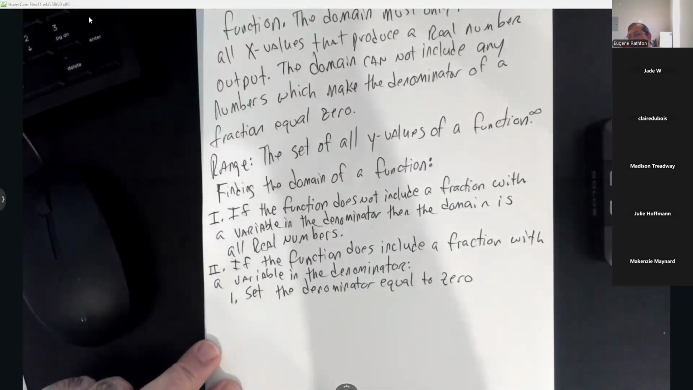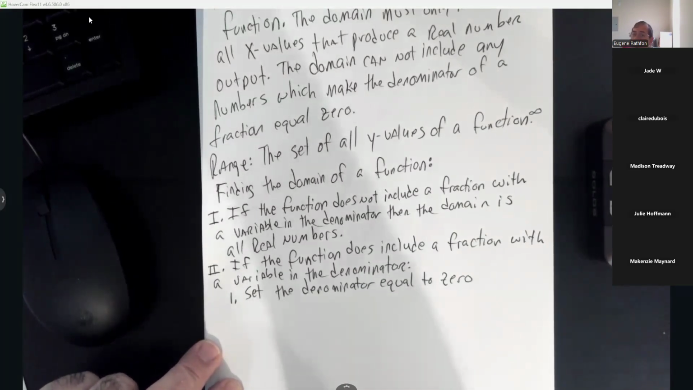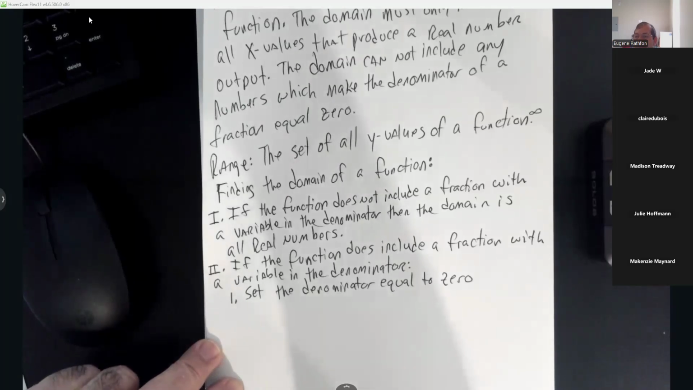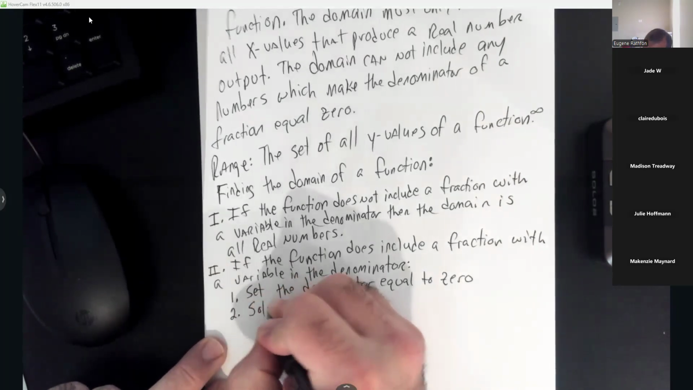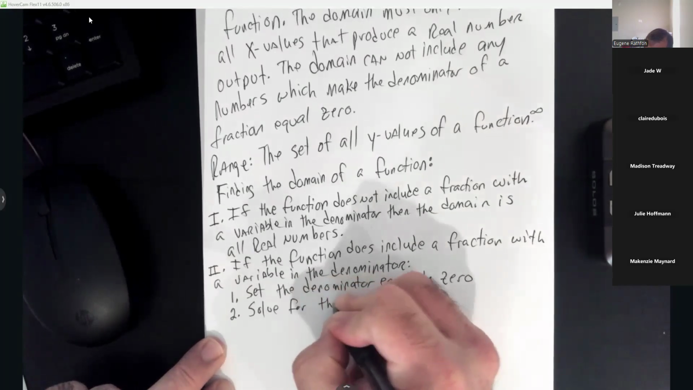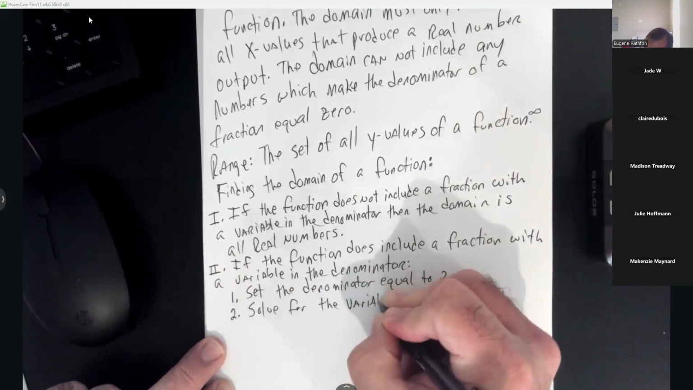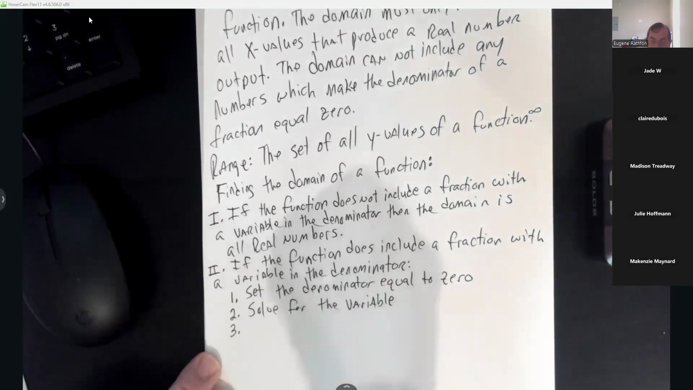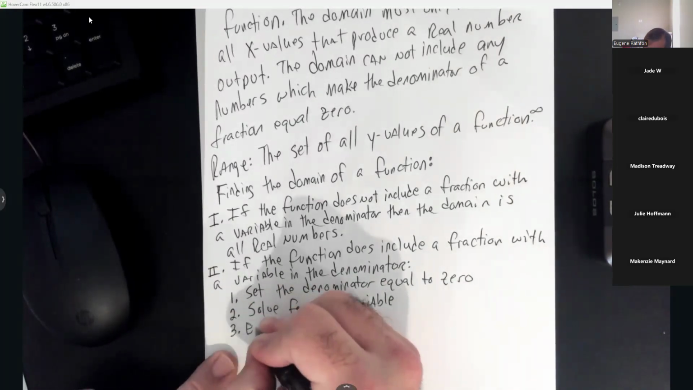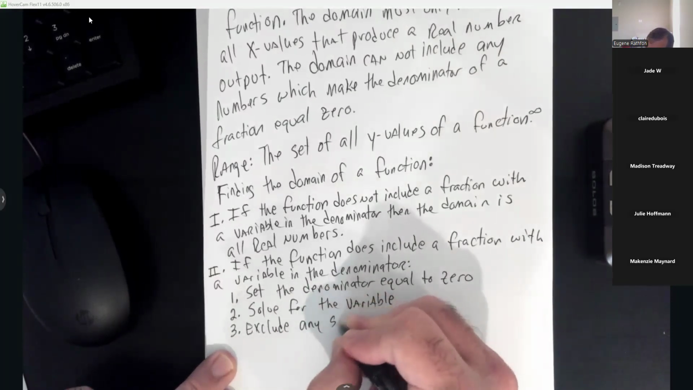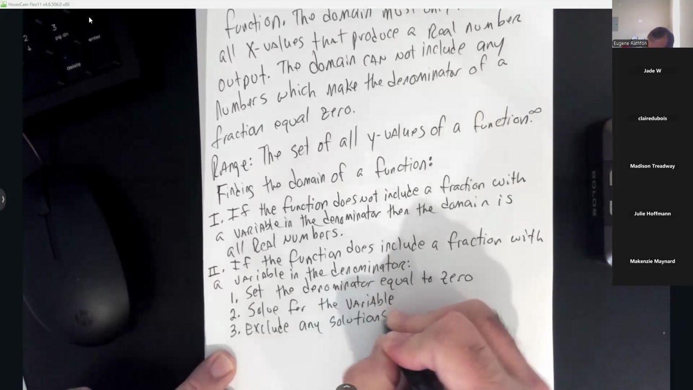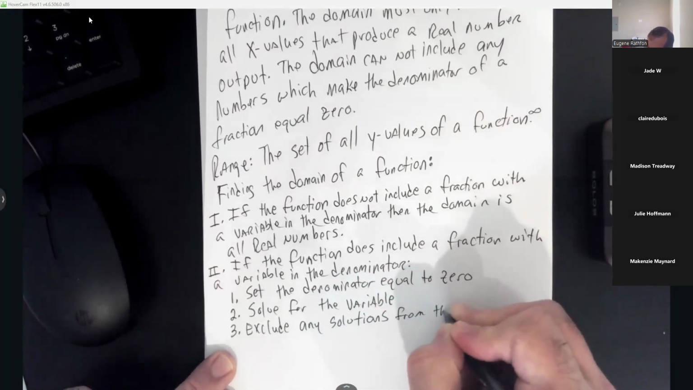Because what I'm going to do, by setting the denominator equal to 0, I can solve that for the variable, and that will give me the number that I got to exclude from my domain. Okay, so I'm going to set that denominator equal to 0. I'm going to solve for the variable, and then I'm going to exclude any of those solutions from the domain.